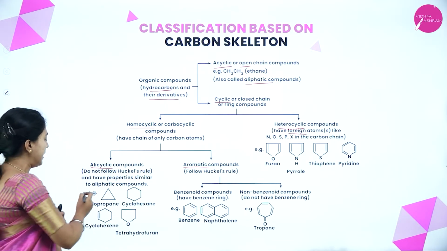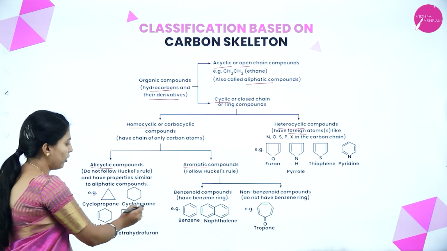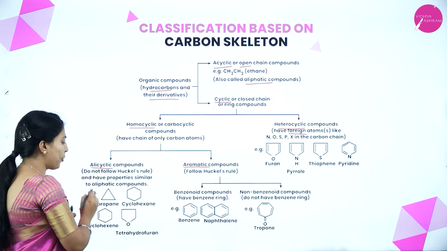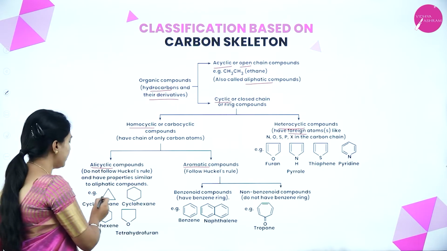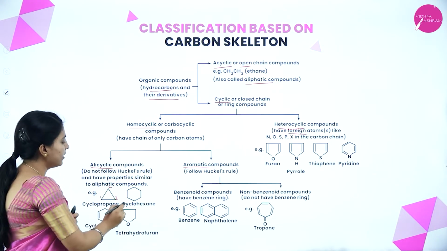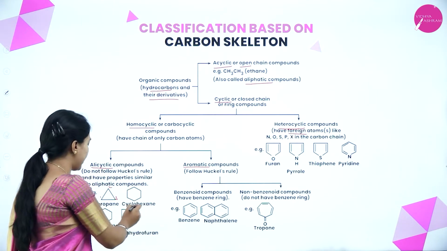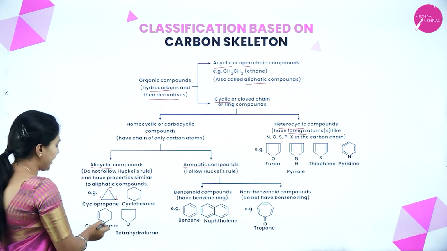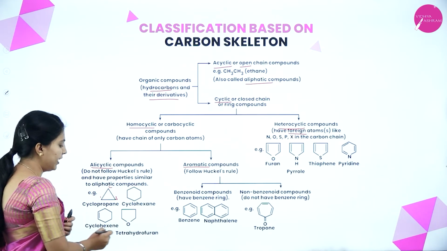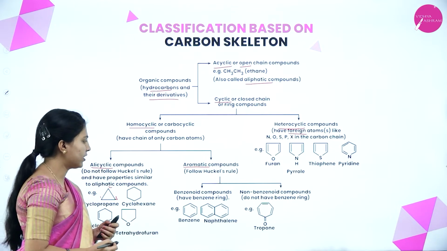For example, cyclopropane, it is in a cyclic structure. Cyclo means cyclic, propane, 3 carbon atoms, 1, 2 and 3. This is cyclohexane. Once again, cyclo means cyclic nature, hexane 6 carbon atoms. This is cyclohexene because a double bond is present. Here tetrahydrofuran, here oxygen is there, that's why.